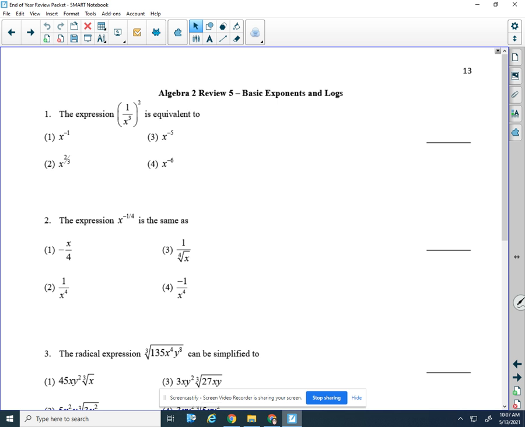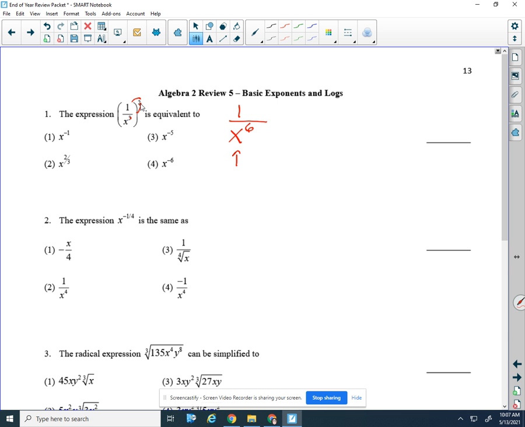The expression 1 over x to the third squared is equivalent to what? So what you're doing here is you're giving this exponent to both the numerator and the denominator. So 1 squared is just 1, and this is a power to a power, so you multiply and you get 1 over x to the 6th.